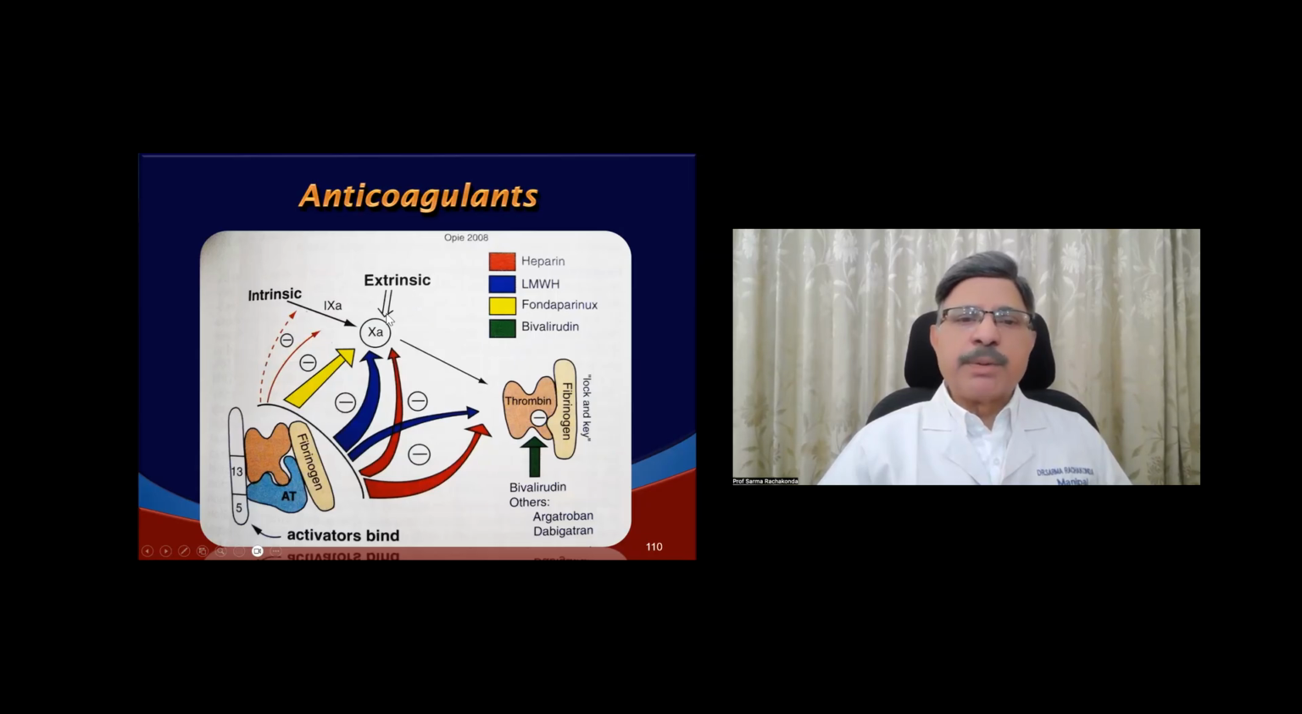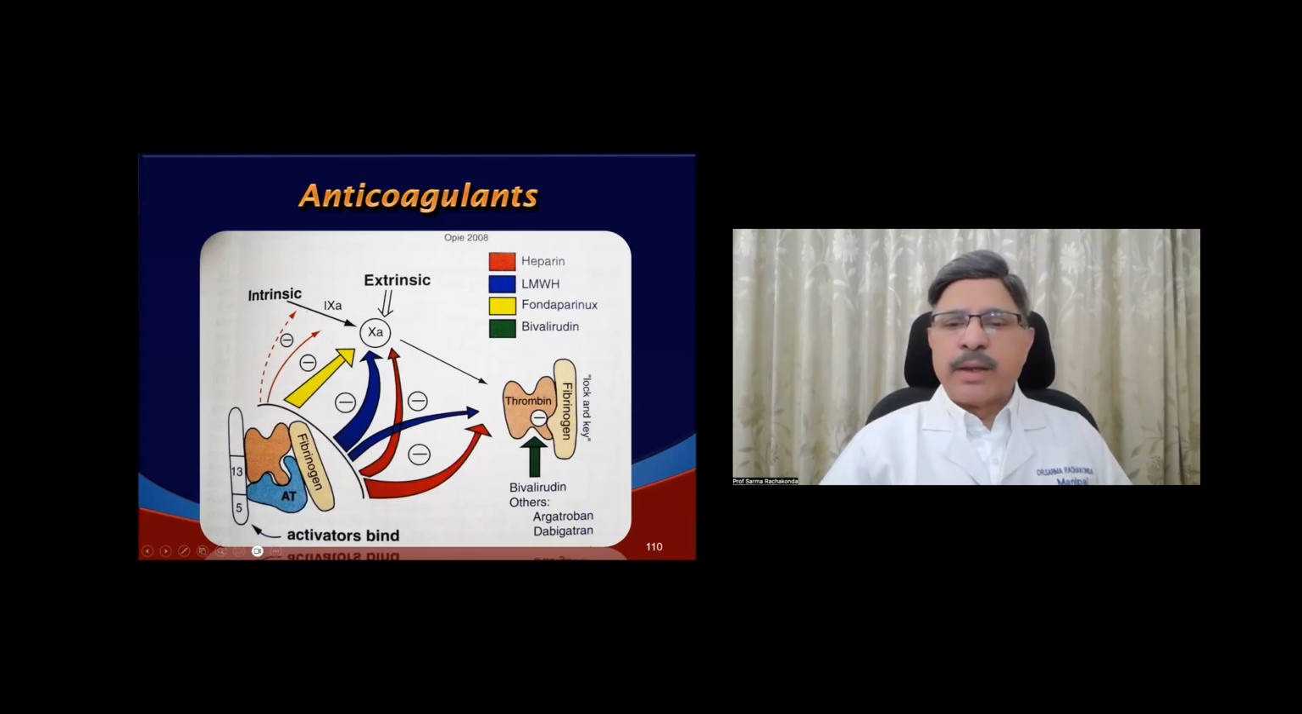Okay. The extrinsic pathway and the intrinsic pathway both lead to 10A formation. This is the crossroad. Fondaparinux directly acts on 10A. Heparin acts on the intrinsic pathway, low molecular weight heparin directly acts on 10A, and heparin also acts on 10A directly. Heparin acts here also: mildly on the intrinsic pathway, it blocks 10A, and it also blocks the thrombin to fibrinogen conversion. All three places heparin acts. Low molecular weight heparin acts on 10A and partly on thrombin.